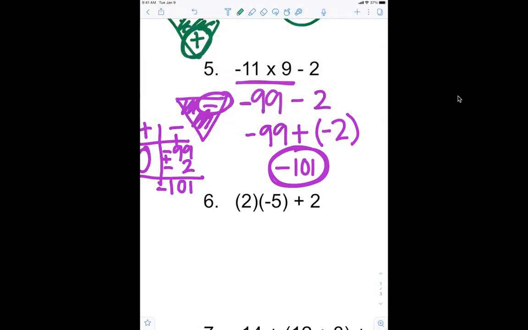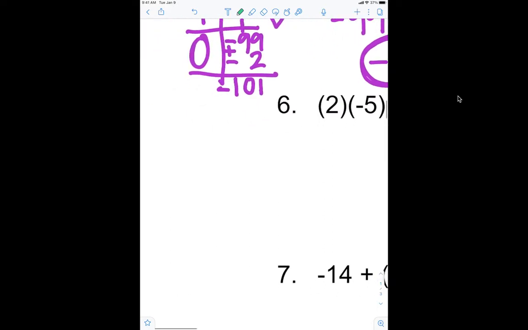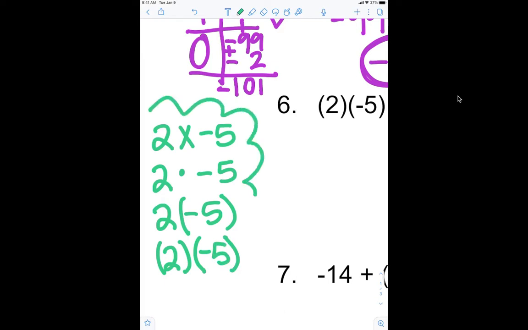Okay, let's try the next one. So remember we talked about different forms of multiplication. So y'all used to do this. That's kind of old school. We don't really do that anymore. That's elementary. You might see the dot, you might see a parentheses, or in this problem, you might see 2 parentheses. All of these things just mean multiply. So you need to get used to seeing them in this format.